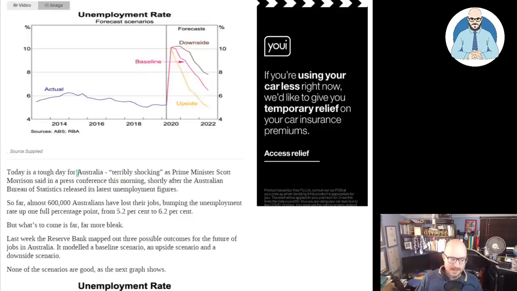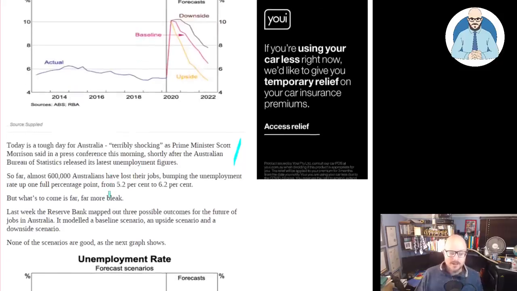Today is a tough day for Australia. Terribly shocking, as Prime Minister Scott Morrison said in a press conference this morning, shortly after the Australian Bureau of Statistics released its latest unemployment figures. How is it shocking? If you're locking down the entire economy, how is it shocking? It seems to make perfect sense. Shocking is if you're surprised, if it's unexpected.